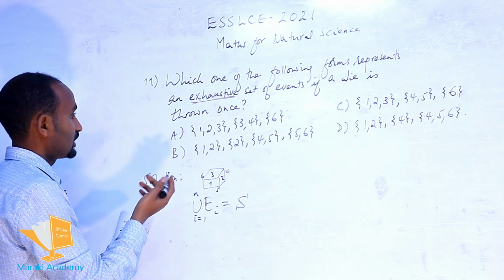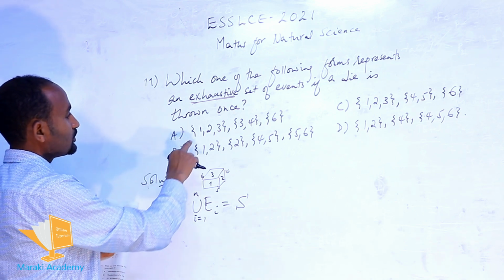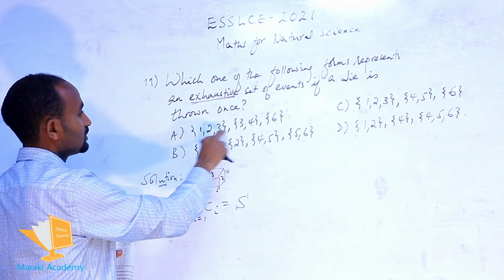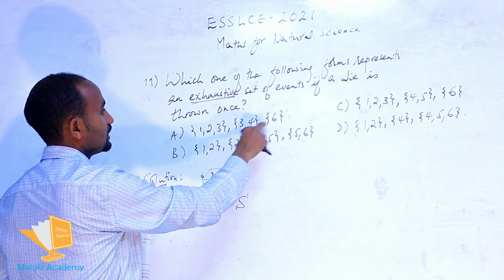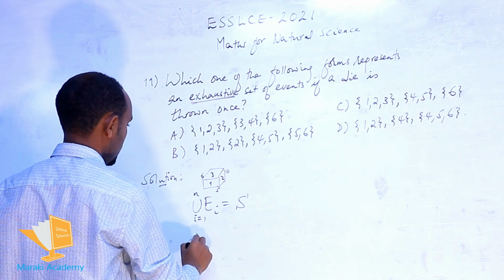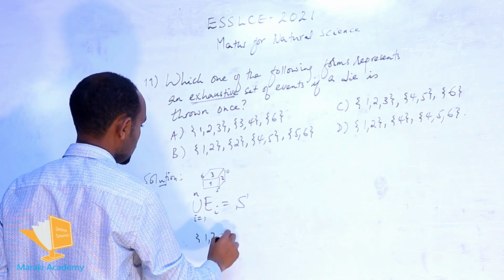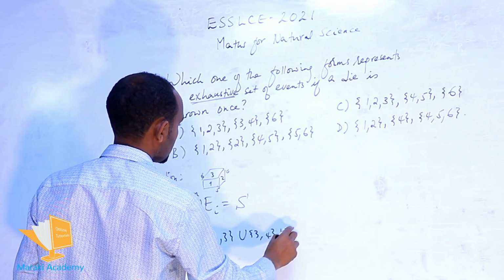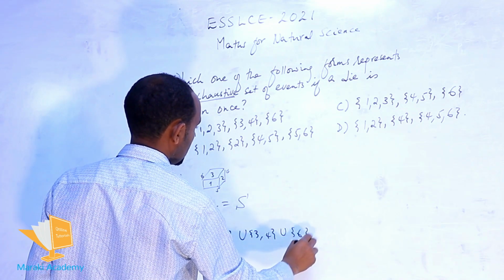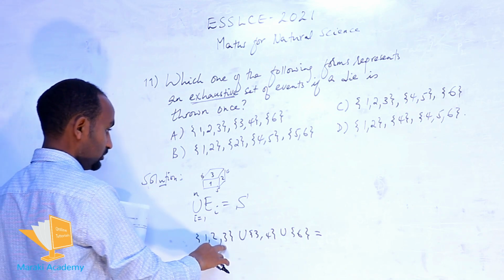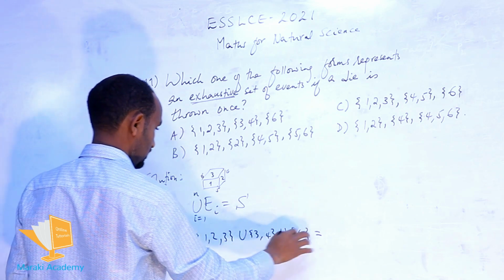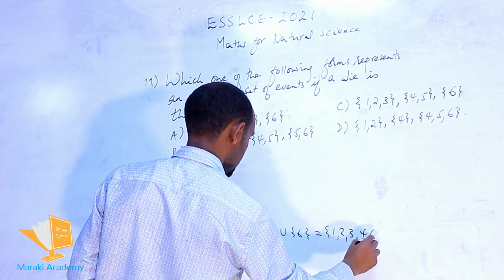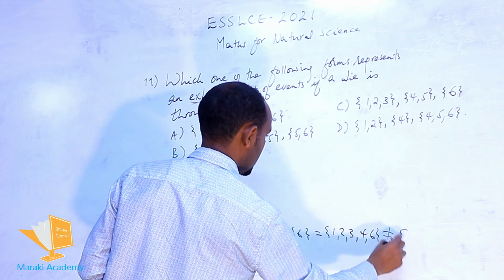For example, choice A. In choice A, event 1 has 1 to 3, event 2 has 3 and 4, and 6. Let's see: 1, 2, 3, union 3, 4, union 6. What is the union? The union is 1, 2, 3, 4 and 6, which is different from the sample space.